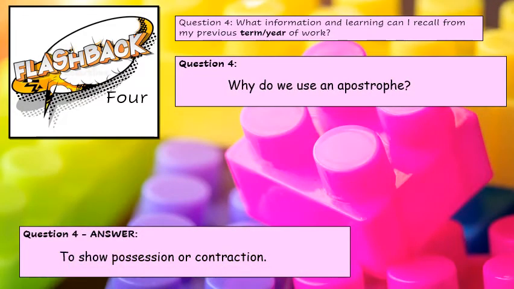Then finally, we really stretch their memories by asking questions about their previous year or term's work. So here I have a question, why do we use an apostrophe, which is something they will have been working on all the way through year 3 and into year 4, and the answer is to show possession or contraction.